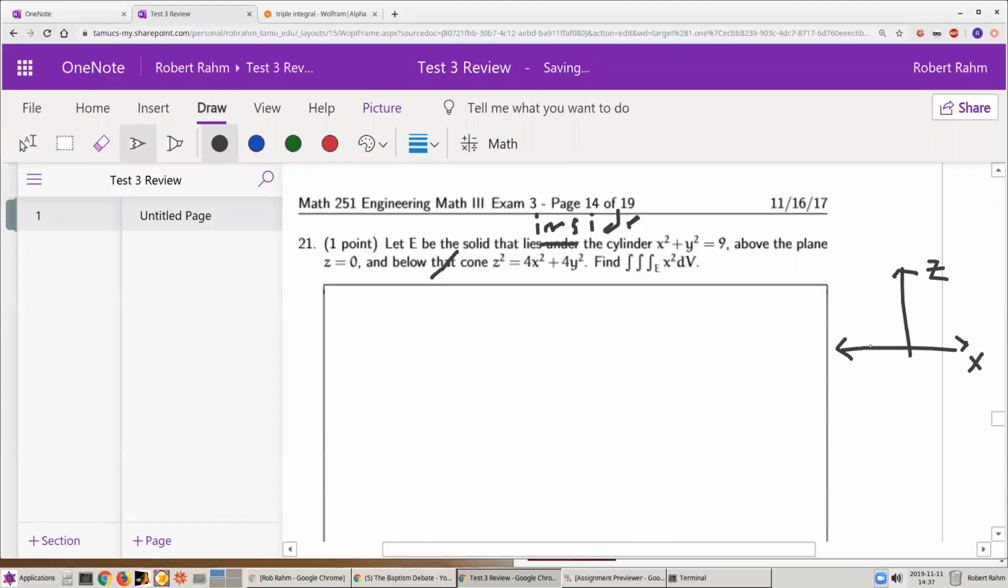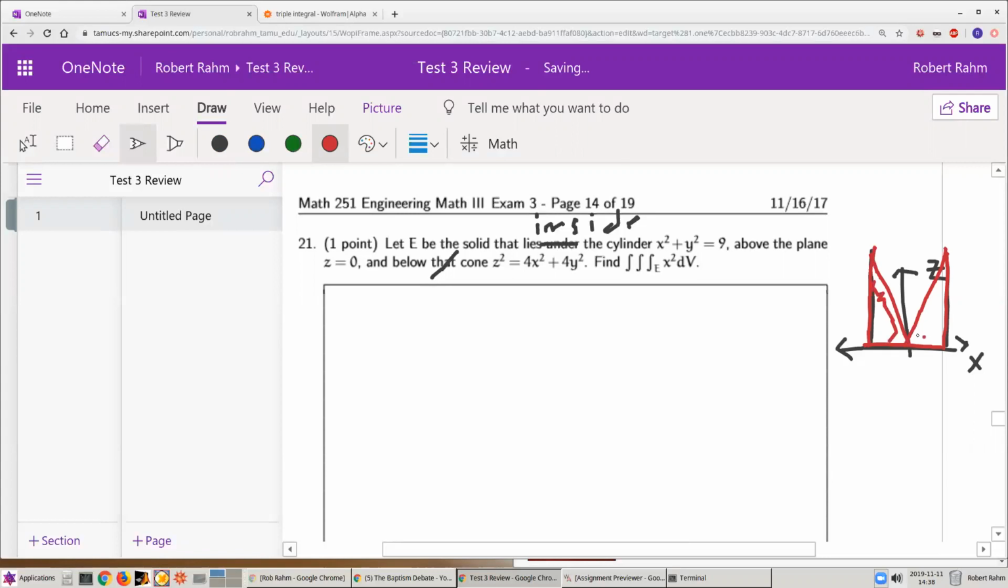Well, these vertical lines represent the cylinder. This is what a cross section of a cylinder looks like in the y equals 0 plane. z equals 0 would be this part right here, and in the cone, z squared equals 4x squared plus 4y squared. That's the same as z is equal to 2 times the square root of x squared plus y squared. So it's going to look something like this. Again, this is the cross section, and the region that we care about is this part right here.